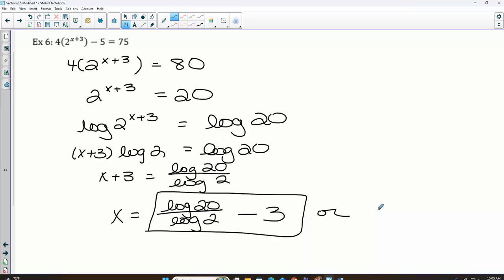What does that turn out to be? 1.322. And if you plug 1.322 into the original, you get like 75.0037, so very close to 75. So we can always check them. All right.